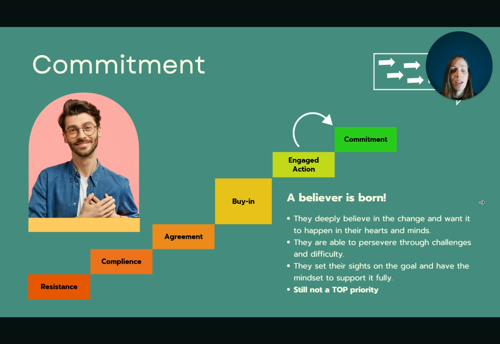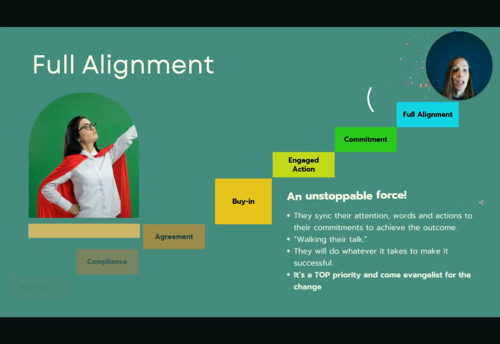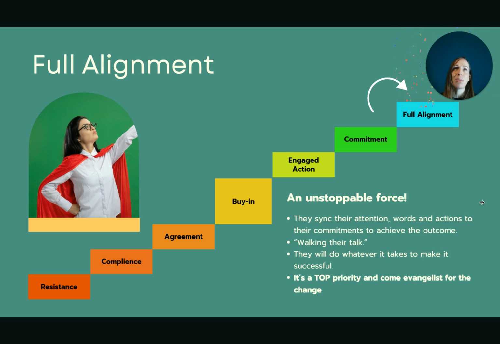So the ideal thing that you want, especially from your top leadership, is to get them fully aligned. This is the ultimate level of engagement, whereby they are truly unstoppable. And what this means is that they're walking the talk. They have literally put your change initiative at the top of their priorities, and they're making sure that every single thing that they're doing is aligned with the change that you want to make.